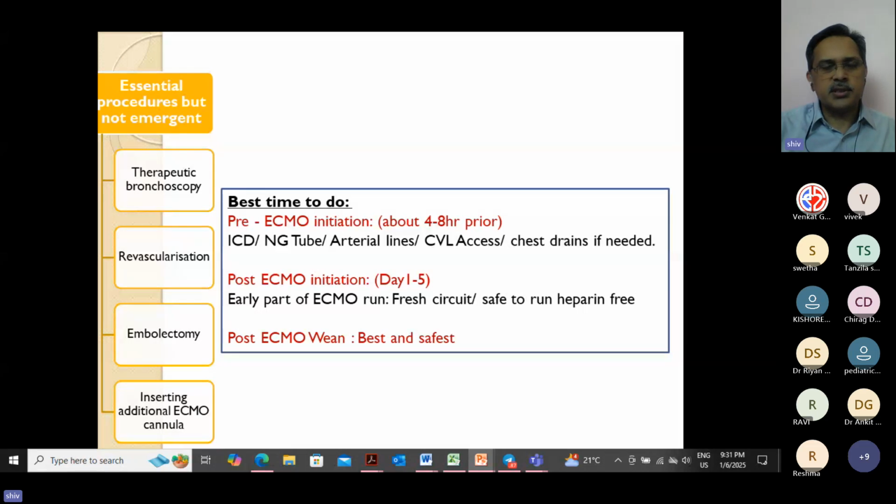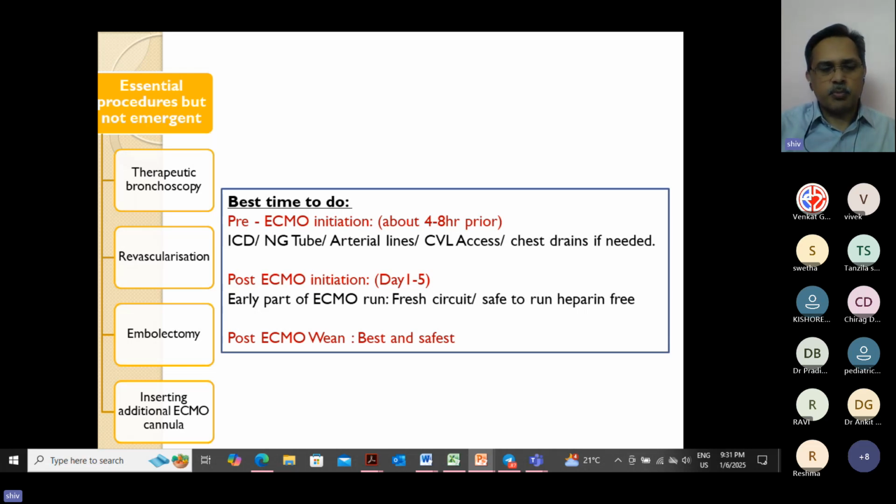Now, essential procedures. I'm talking about those which are not emergency. If we can time them well, that is the best thing. So the best time to do them will be pre-ECMO initiation and post-weaning, if that can be done. So simple things like insertion of chest tubes, nasogastric tubes, arterial lines, CVL access, all these need to be done before going on ECMO, at least about 4 to 8 hours prior, so that once we heparinize and go on high doses of heparin, there is no bleeding from these areas.